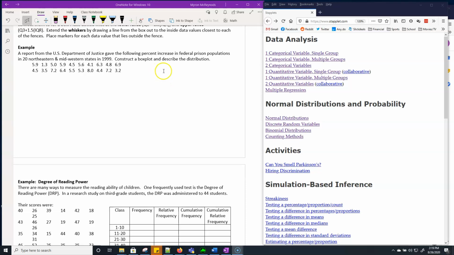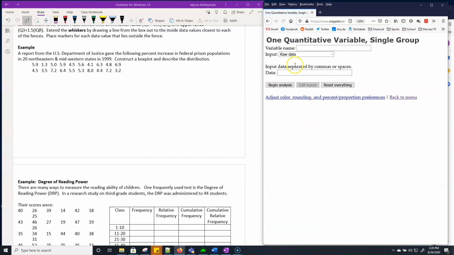Okay, this next problem is about finding a box plot for the percentage of federal prison populations, the increase in the percentage in 20 northeastern and midwestern states in 1999. So I am going to take that data and copy and paste it into Statlet. If you need to, you can pause and type it in. But since I have the actual Word document, I can just copy and paste it. I'm going to use one quantitative variable, single group.